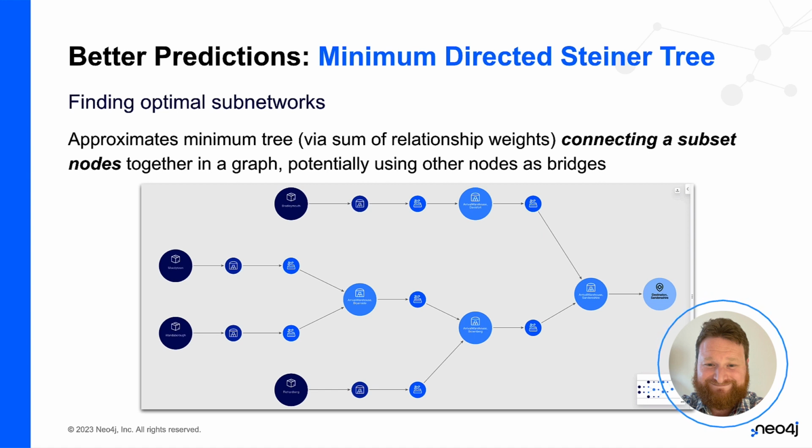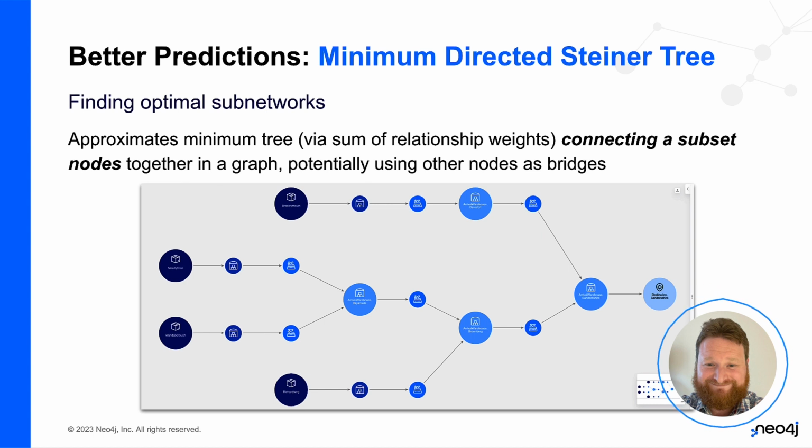And basically, what it does more or less is find optimal subnetworks within a graph. And specifically, it finds a tree that can connect a subset of nodes in the graph together using the lowest cost measured by weights on the relationships.